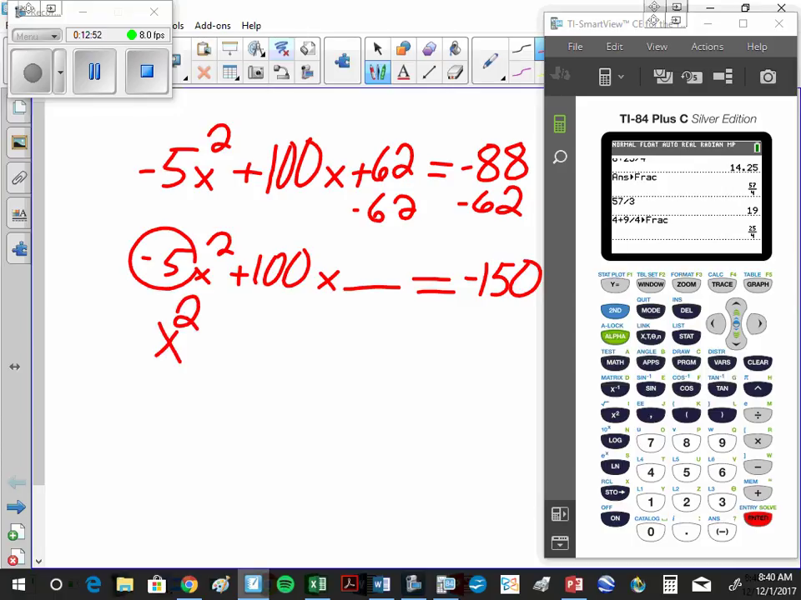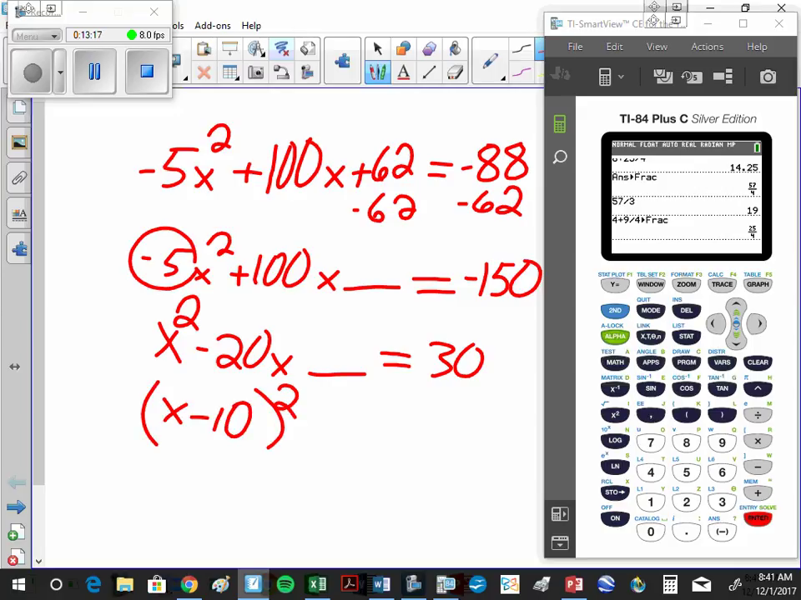What happens to the 100? Not 50. Negative 20. Leave a space. What is negative 150 divided by 5? 30. Positive 30. All right. X minus 10 to the second. What's the missing number? 10 times 10 would give me 100. So this is equal to 130.